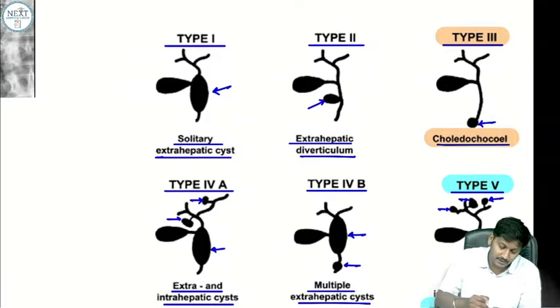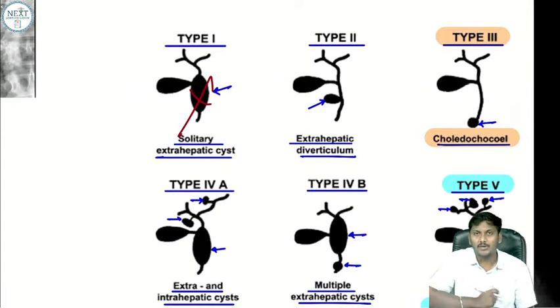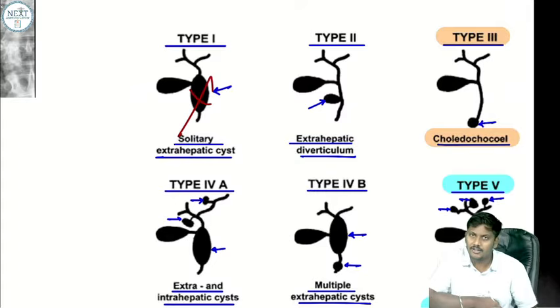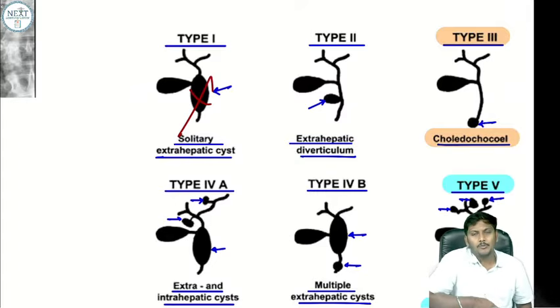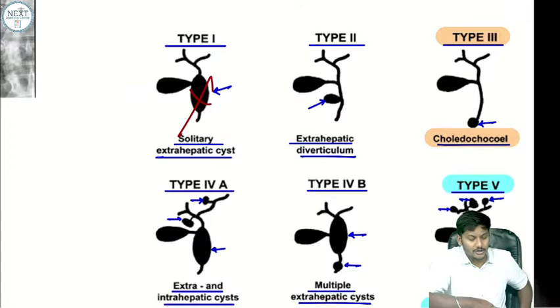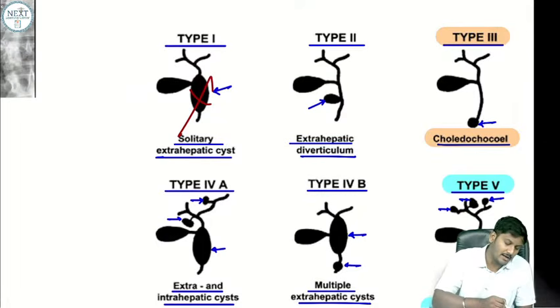For the type 1 choledochal cyst, what do we have to do? Here we have to remove the common bile duct, and we have to connect the jejunum directly to the common hepatic duct. And we know when we connect the jejunum directly to the common hepatic duct, that is called a Roux-en-Y hepaticojejunostomy.